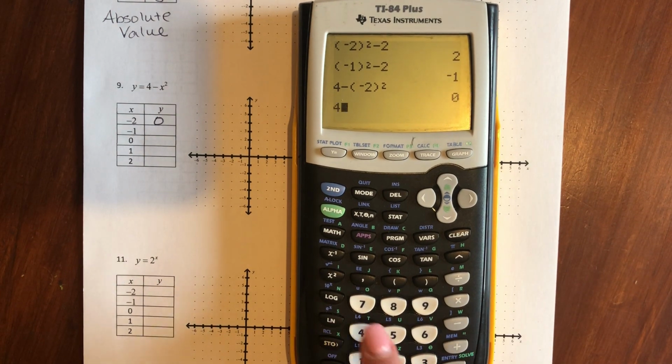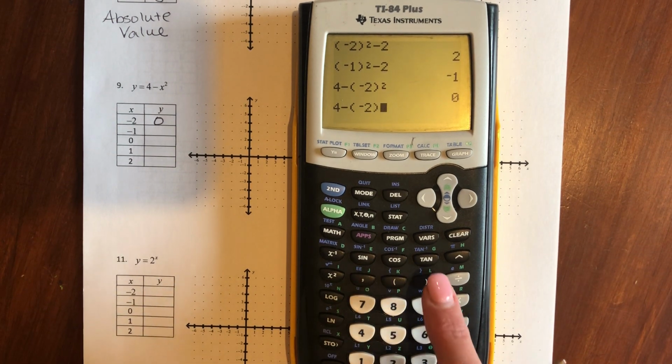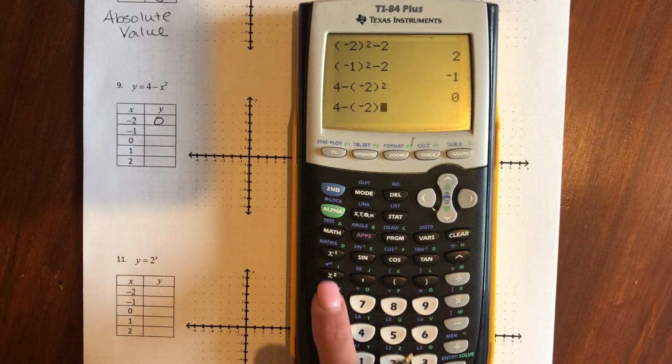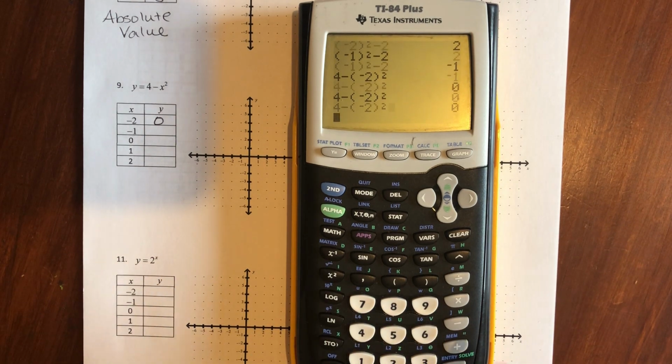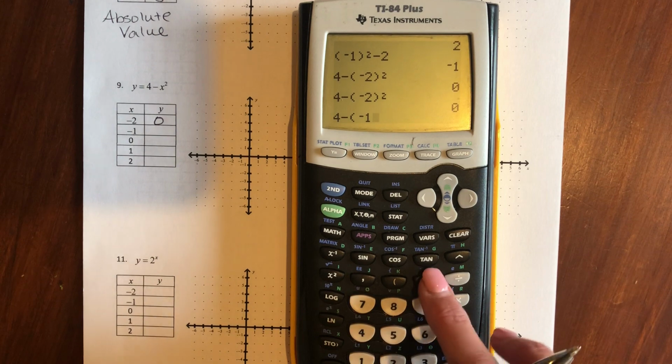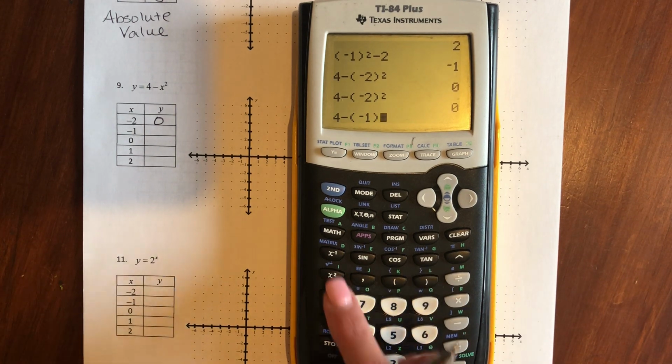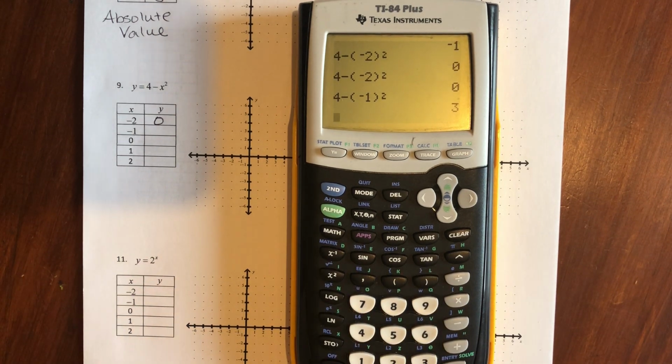I'll show you one more. 4 minus parenthesis -2 squared. Oh, I did the same one. Whoops. -1 is what we were trying to do. There you go, 3.